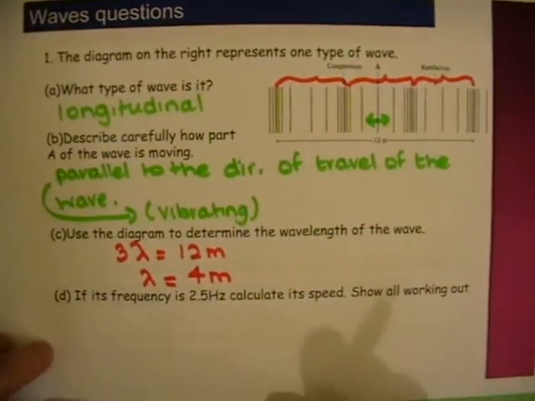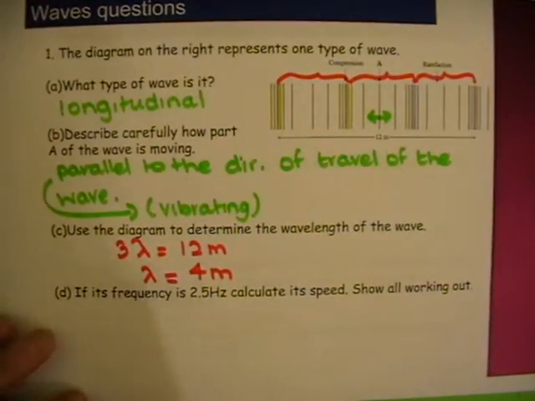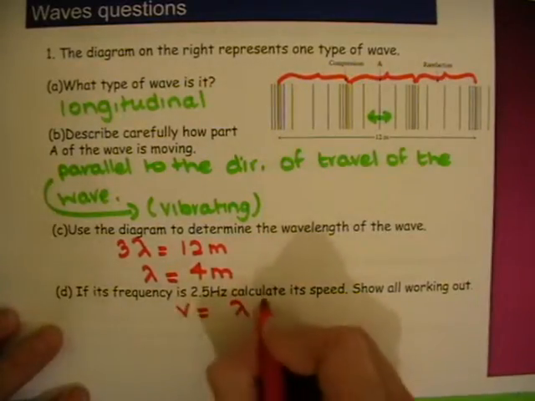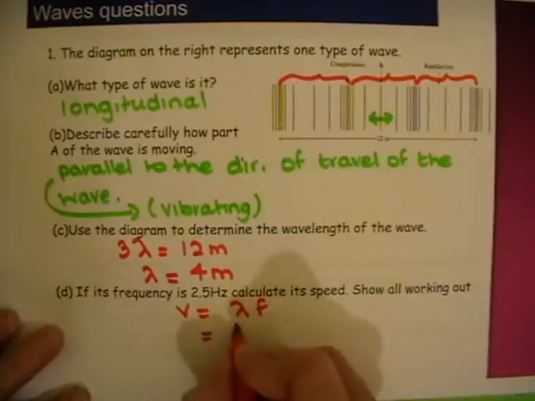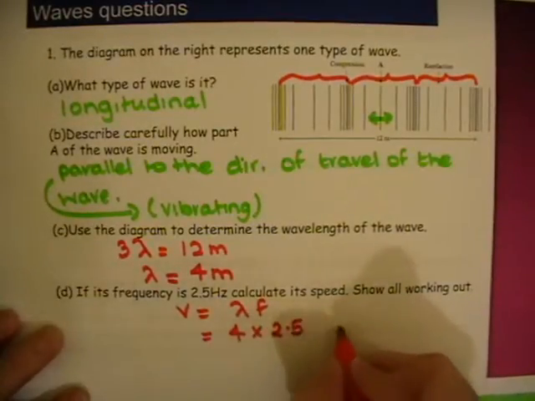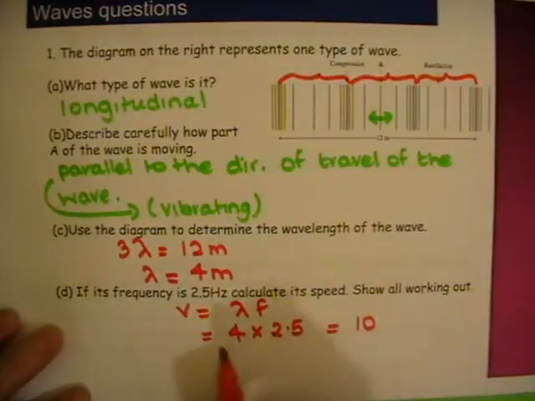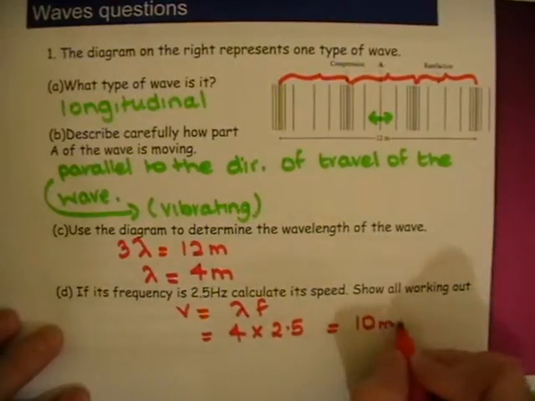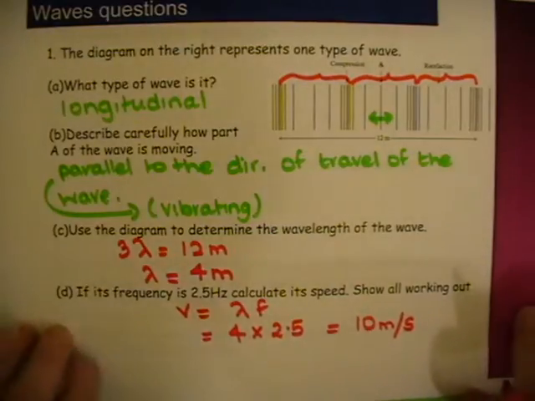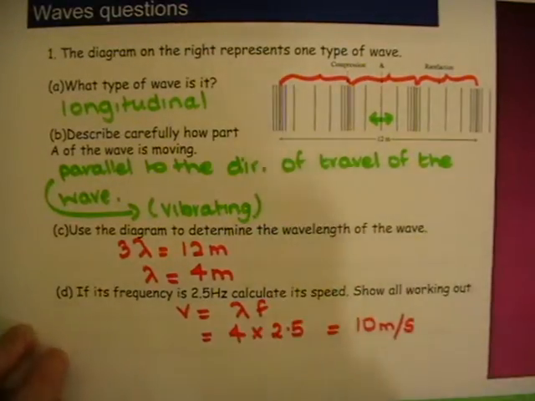The frequency is 2.5 hertz. Calculate the speed, show all working out. So we now have a wavelength, and we know our wave equation: v is equal to lambda f. Lambda is 4, f is 2.5, and the answer is 10. Because our wavelength is in meters, the answer is in meters per second. So the answer is 10 meters per second.